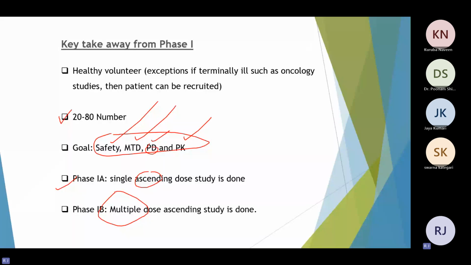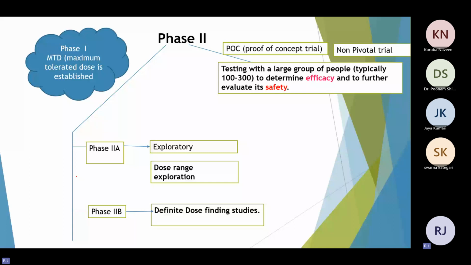Now after phase 1, the drug is moved to phase 2. So what is phase 2? Phase 2 is also called proof of concept, POC. Always remember, okay? And it is also called non-pivotal trial. I'll tell you why we are using these two terms.